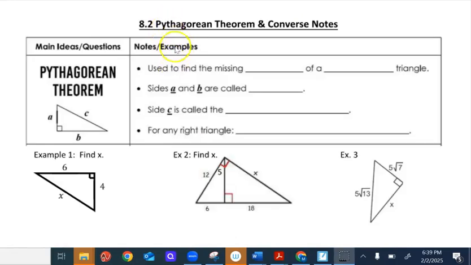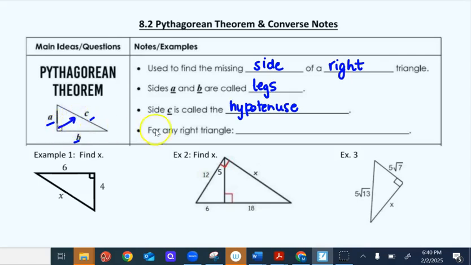All right, today's notes, 8.2 Pythagorean Theorem and Converse. We're going to use the Pythagorean Theorem to find the missing side of a right triangle. Sides A and B of a right triangle are called the legs, and side C is the hypotenuse. It's the longest side, and it's directly across from the right angle. For any right triangle, the sum of a squared plus b squared equals c squared.